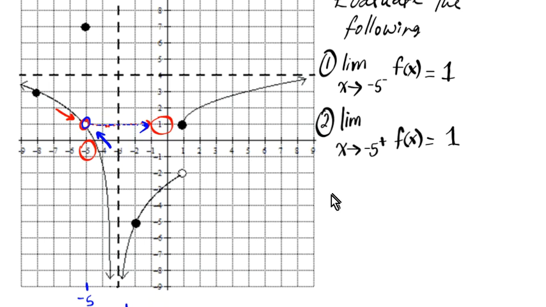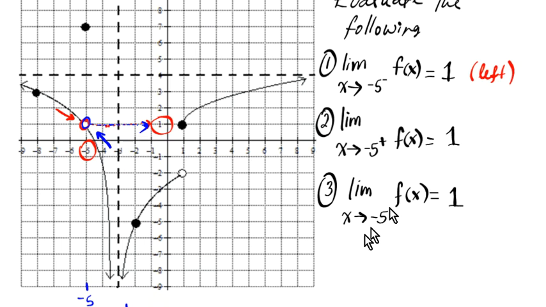Alright, and then lastly, our double-sided limit is going to be the limit as x approaches -5. No sign indicates left and right. Now, since the left and the right-hand limit are the same, the double-sided limit is going to be equal to the value of the left and right limits. What this double-sided limit is telling you is that when you approach this x value from the left and right, you are approaching the same point.